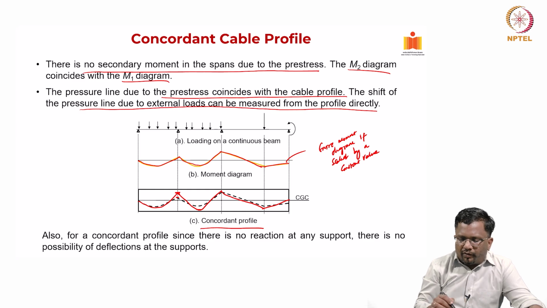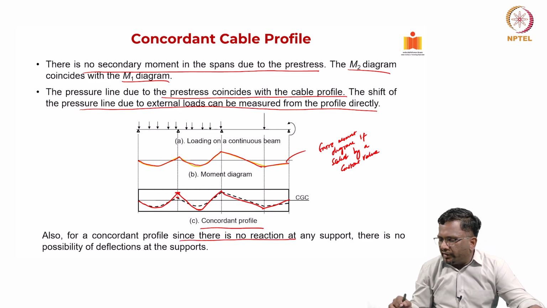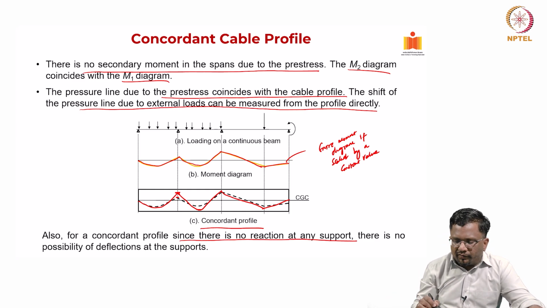Okay. So, for a concordant profile, there is no reaction at any support, and there is no possibility of deflections at the supports as well. So, that is another important thing that we need to keep in mind.